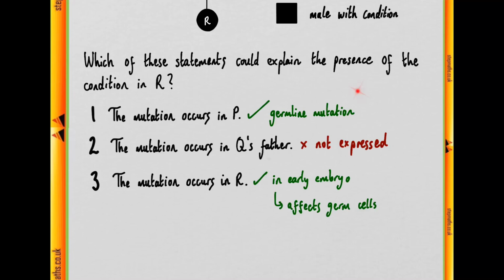So the mutation can either occur in the parental germline, in their sperm cells or ovary cells, or in the very early embryo, because then those cells could be part of the germ cells that R will go on to produce. So we need to know the distinction between germline mutations like this, and somatic mutations, mutations that occur within the human body, things like cancer, which are not hereditary. So our answer is going to be that 1 and 3 are correct, which is option F.